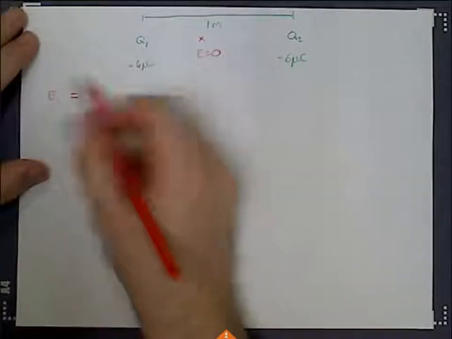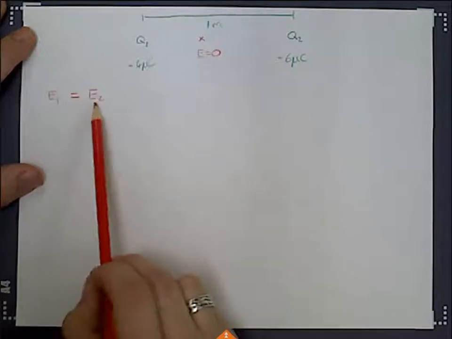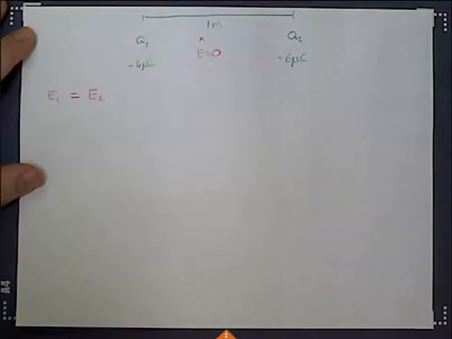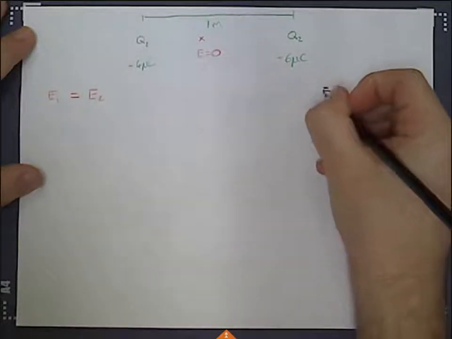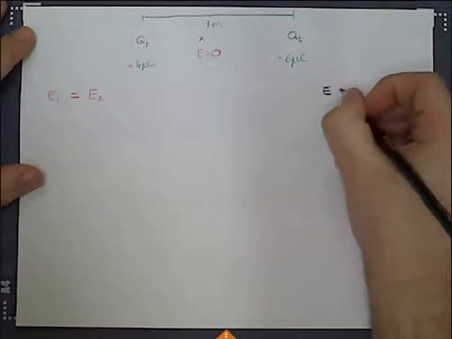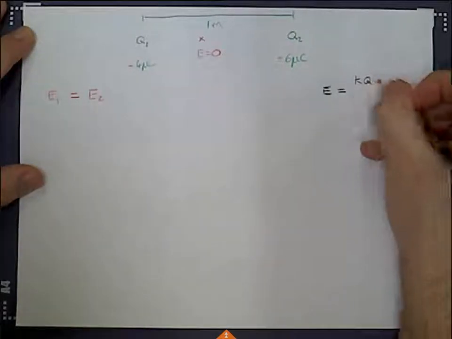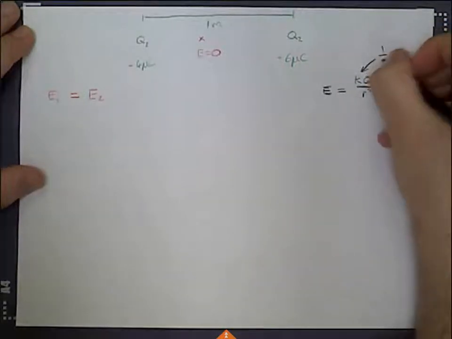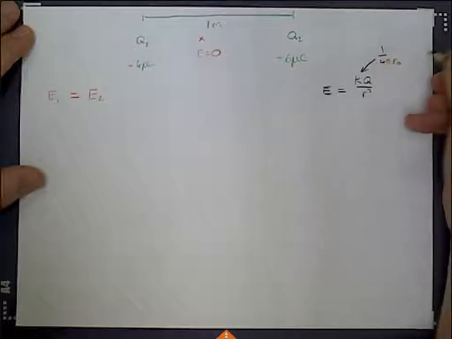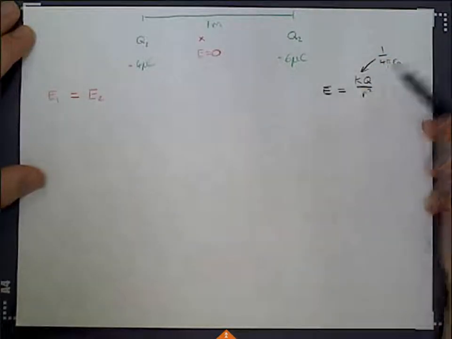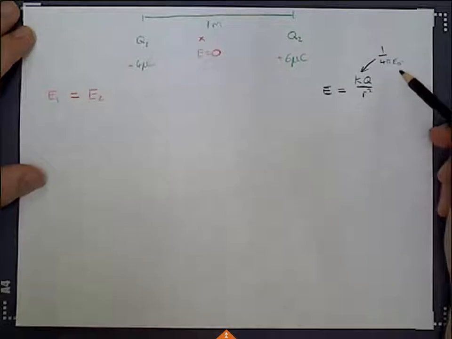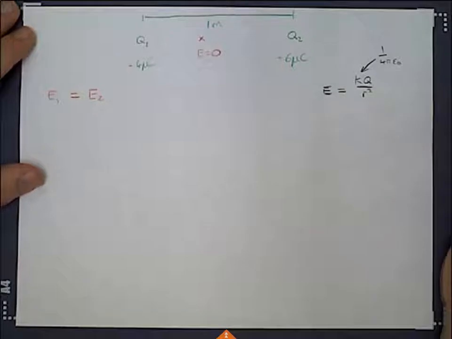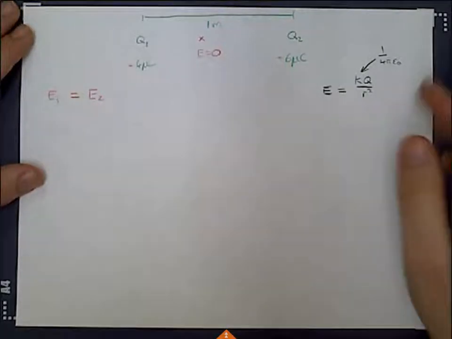So, we've got this idea over here that E1 is equal to E2 at that point right there. And because we know from lessons, or the previous video, that the field strength of an electric field is equal to KQ over R squared, where K is 1 over 4 pi epsilon naught. Now, this is just a term that equals K, and epsilon naught is the permittivity of free space. Obviously, if you're not in free space, then you don't want to use the permittivity of free space. You'll use a different value.